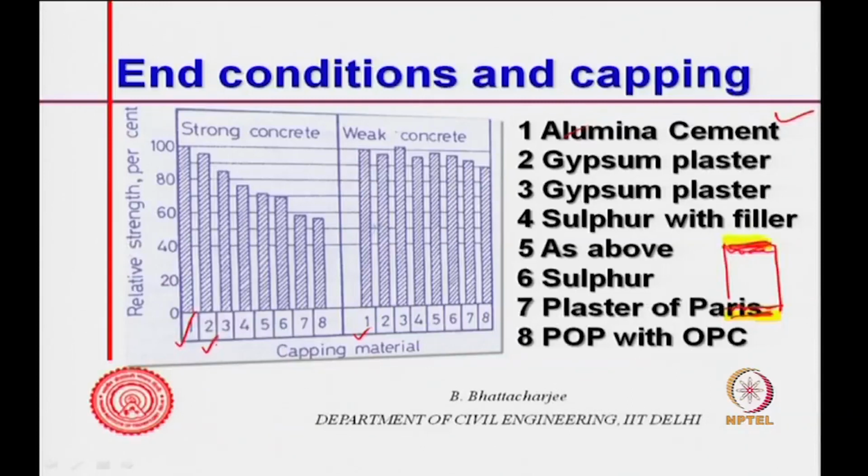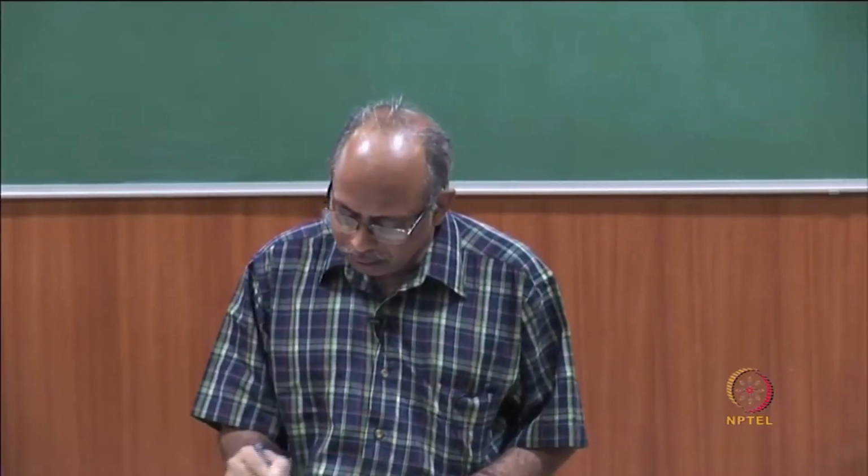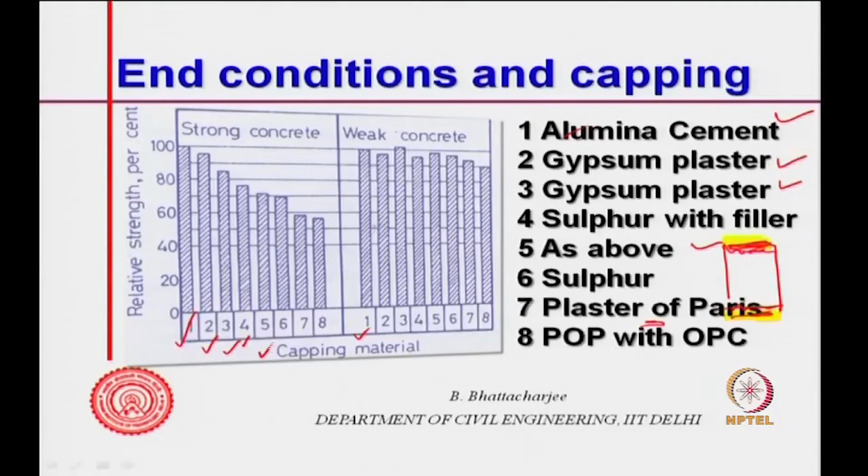The second one is gypsum plaster, the third one is another gypsum plaster, and the fourth one is sulfur with filler, sulfur concrete with some filler. Sulfur, actually colloidal sulfur, the yellow sulfur you might have seen, actually melts. So you put some aggregate into it, some filler, then it becomes almost concrete when it solidifies. So the sulfur concrete. I can also put plaster of Paris, calcium sulphate 2H2O that we know, and POP, plaster of Paris, with ordinary Portland cement.